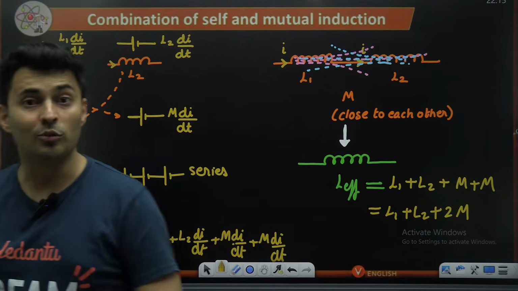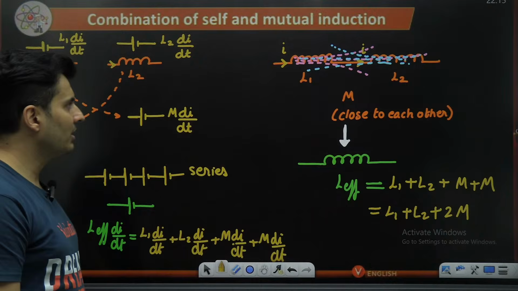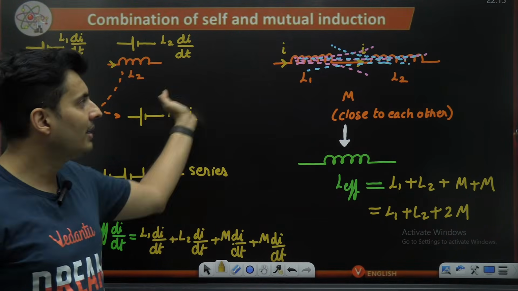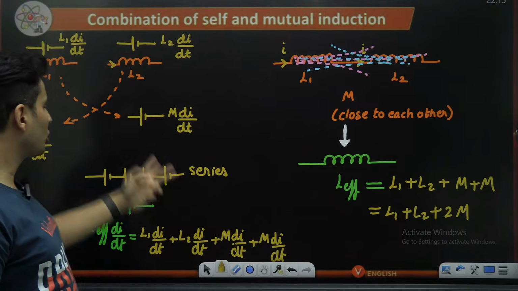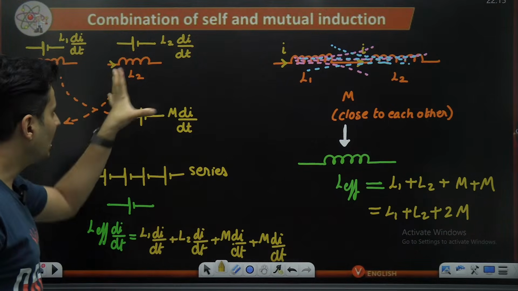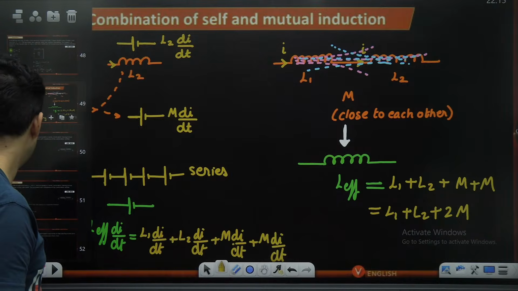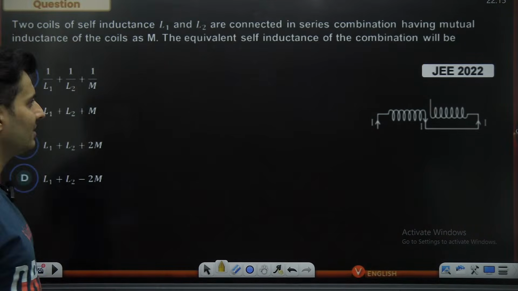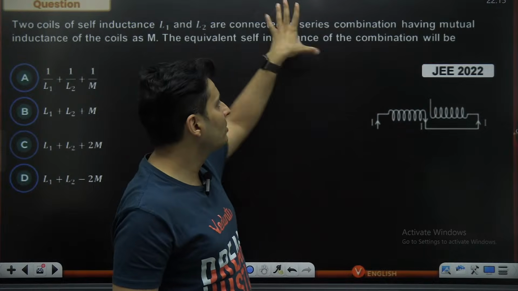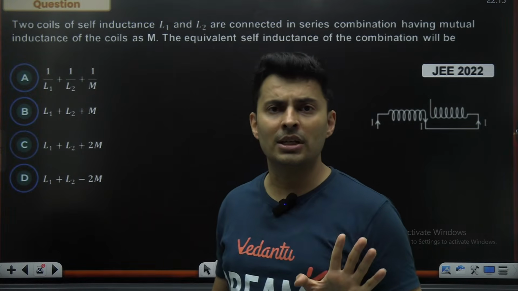Is this clear? Very interesting concept on how self and mutual inductance, especially when the coils are close by, will affect each other. This 2M has come because each one of them will affect the other. I'll tell you, this is okay. The best question is over here, which was asked in JEE 2022. Look at these coils, and the question is, what is the total inductance of the combination?